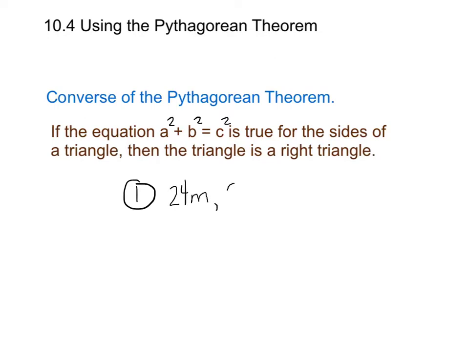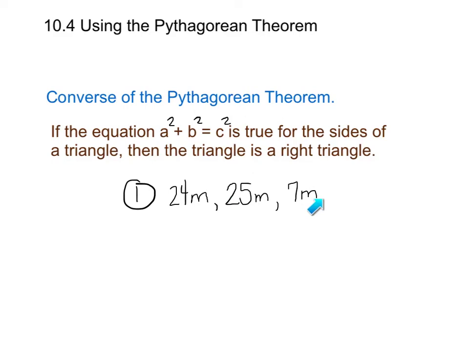24 meters, 25 meters, and 7 meters. This is actually incredibly easy. We have three sides, 24, 25, and 7. We're going to plug them into A, B, and C and see if it's true or not. But remember one thing. That C squared has to be your hypotenuse, which is your biggest number. So just because the 24, 25, and 7 are in order here, you don't put them in that order into A, B, and C. You got to put 25 in for C.